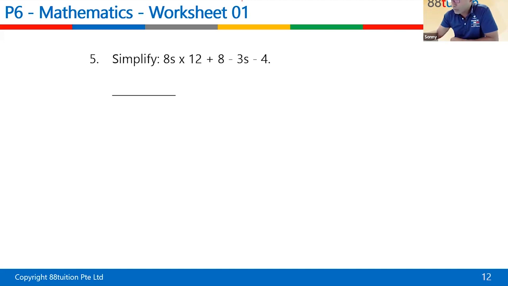So 8 times S times 12 plus 8 minus 3S minus 4. Okay, so what we can do here is, first and foremost, look at the operations. Multiplication is there, right? So you got times there, 8S times 12. And I told you 8S is the same as 8 times S. So let's do the first part, 8S times 12. So 8 times S times 12.